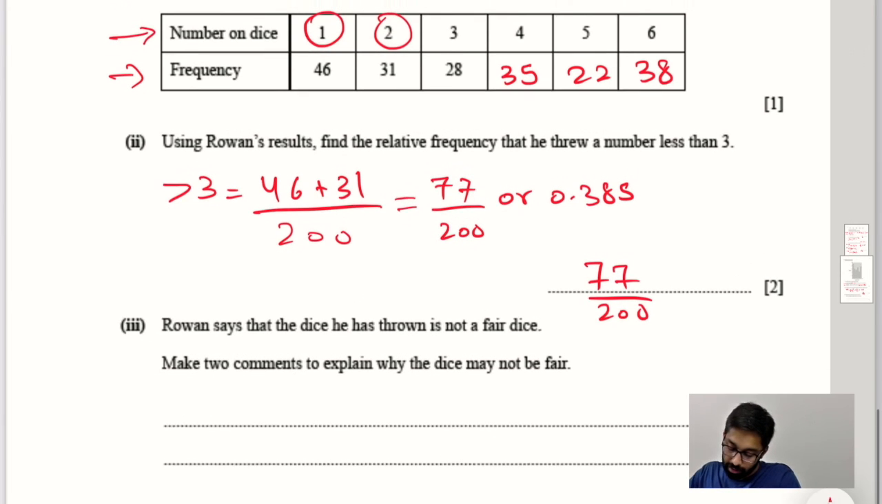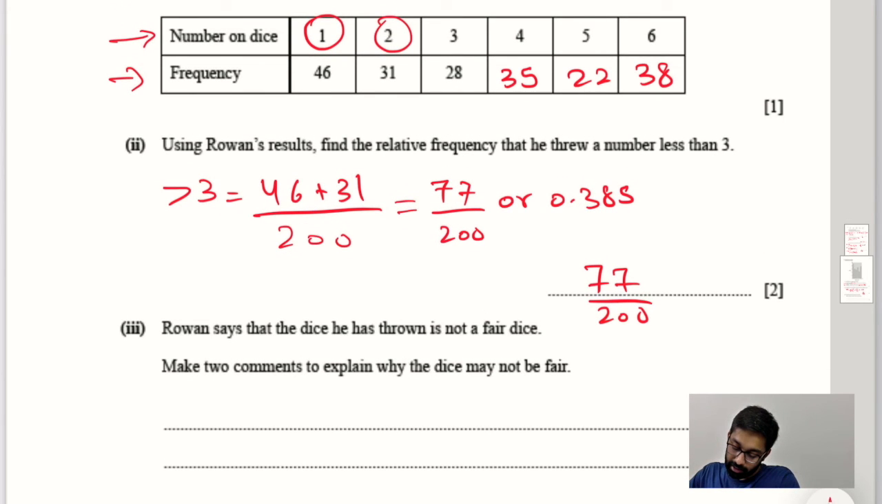Okay, last part. Rohan says that the dice he has thrown is not a fair dice. Make 2 comments to explain why the dice may not be fair. Well, in a fair die, the possibility of getting either one of these 6 numbers is 1 over 6. But in this case, he got 46 times out of 200. That is too high a number compared to 1 over 6.